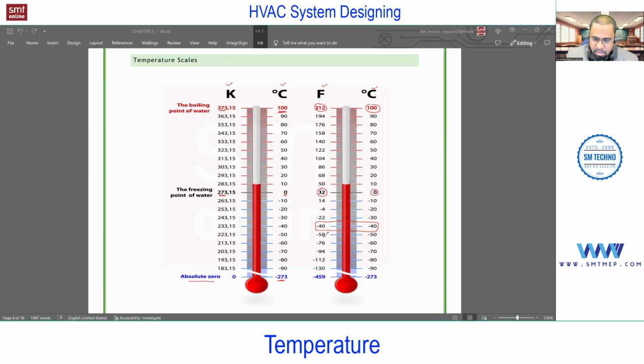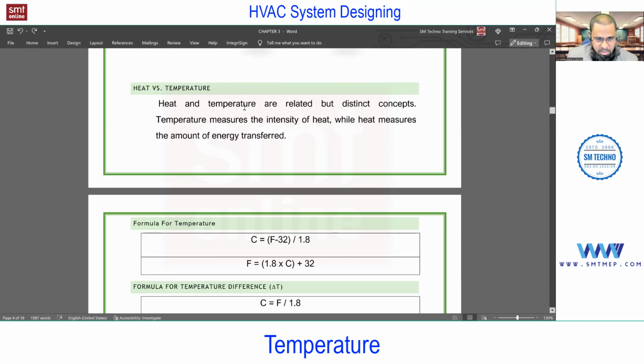But again, you see here, above or below, you can see the difference. Here minus 22 is minus 30, minus 58 is minus 50 here. But at minus 40, the scale difference is 0. Okay, so remember this point, it will be useful in the calculation also. Next, we'll talk about the temperature scales. This was already discussed, now heat and temperature both are not the same, but interrelated.